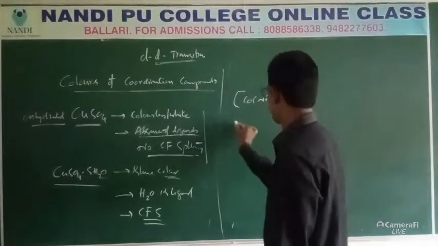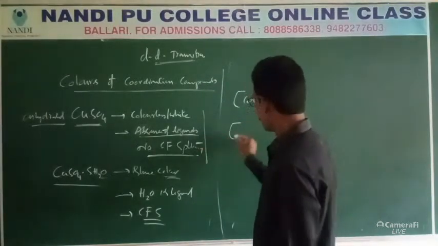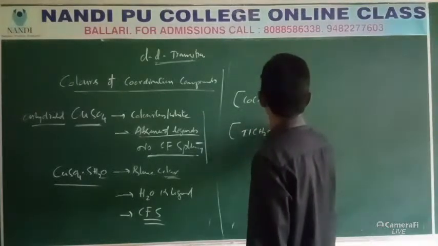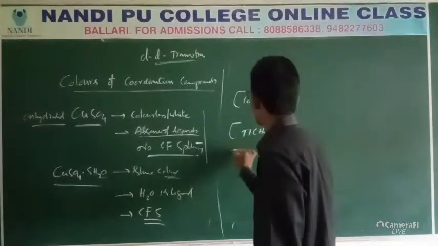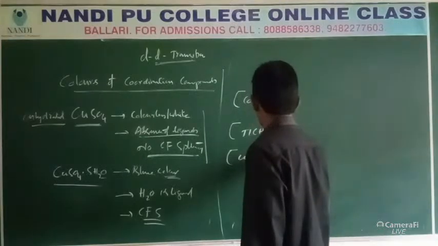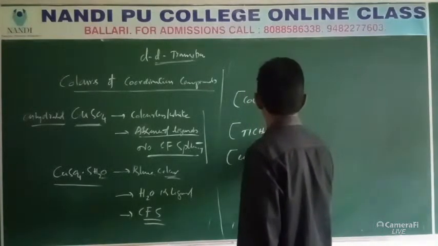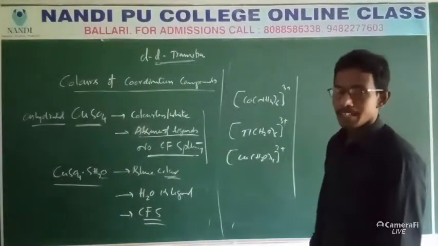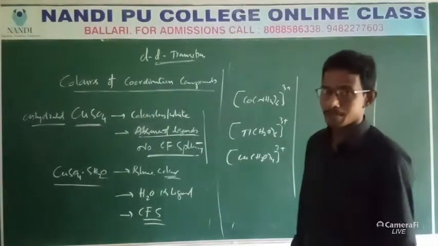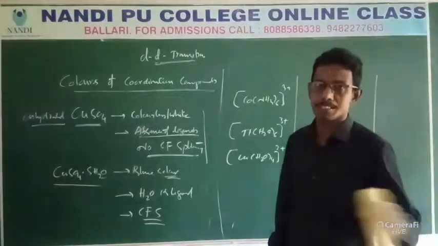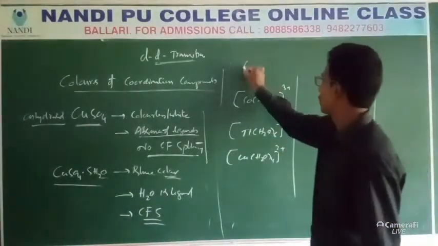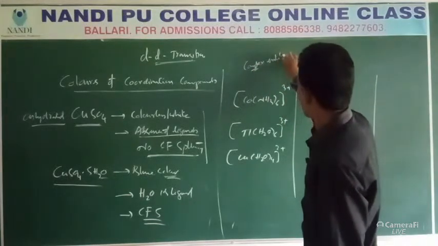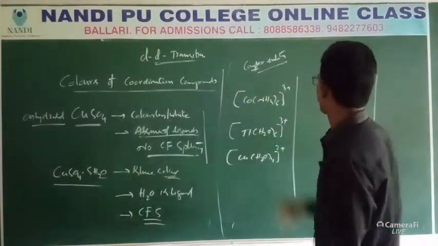[Co(NH3)6]3+. Next, this one, [Ti(H2O)6]3+, and [Cu(H2O)4]2+. These three are different. Here, complementary colors: the absorbed color and the emitted colors are different. This is a complex entity, the entity being nothing but the sphere.